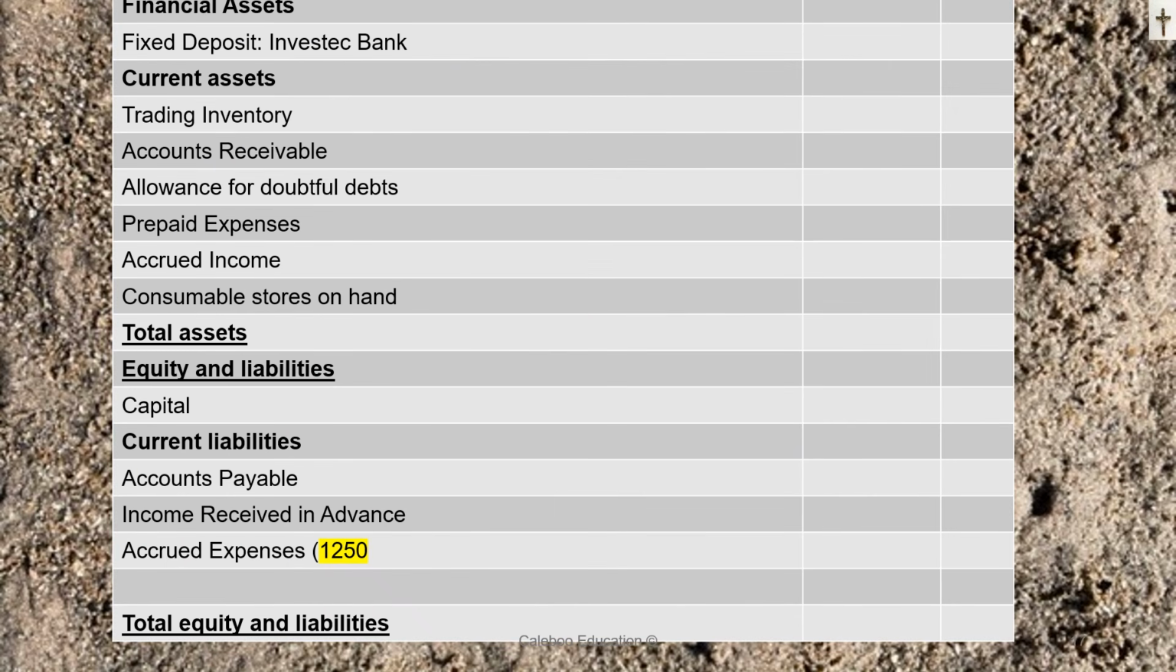Then the other side of the entry, remember we went in with this adjustment, credited accrued expenses. I know accrued expenses is a current liability, that's why I've put it underneath here. In brackets you write 1,250. Excuse me. And we go on to the next one.